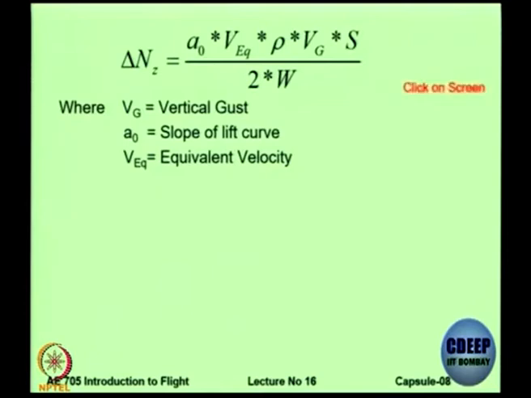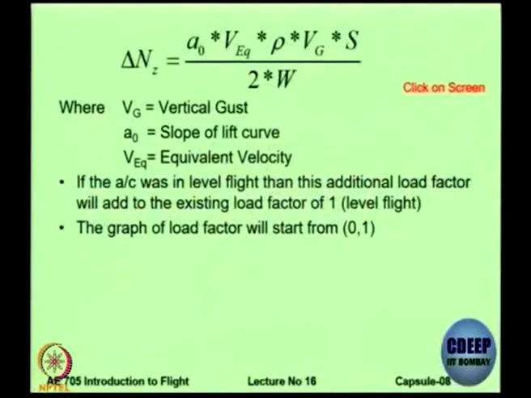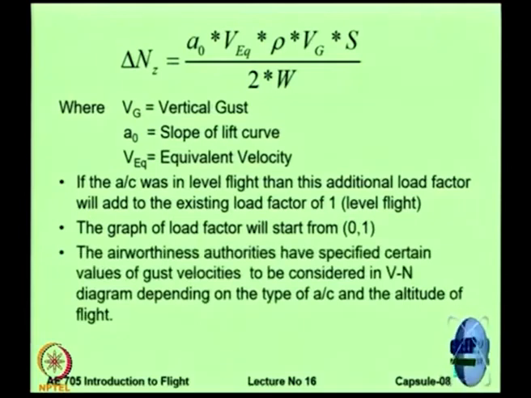So that is why we have got delta NZ equal to lift curve slope A0, V equivalent, into rho, into gust speed, which is the vertical speed, into area, upon 2W. So what we see is that if you are flying level, N equal to 1, and now you have a gust acting, not so fast, relatively, so you will get delta NZ. In other words, the delta NZ in level flight will be above N equal to 1. So the push will start from N equal to 1 because you are already in level flight. So the agencies say that it is possible.